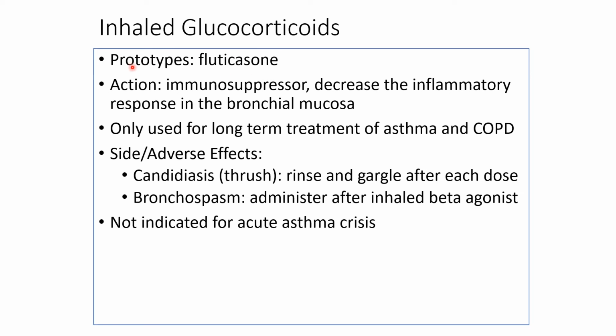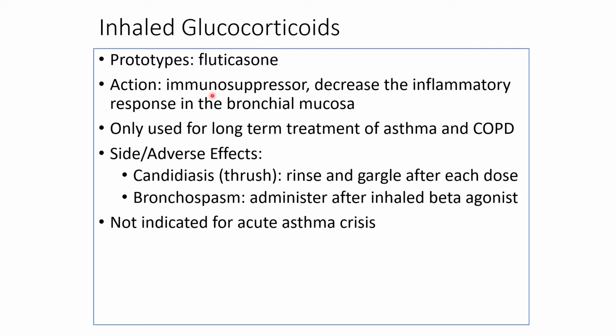So this is the advantage of having the glucocorticoid inhaled, because the potent anti-inflammatory action of the glucocorticoids is going to be exerted almost exclusively in the mucosa of the bronchi and not in the rest of the body. There are many inhaled glucocorticoids: budesonide, fluticasone, etc. But the prototype is going to be fluticasone.